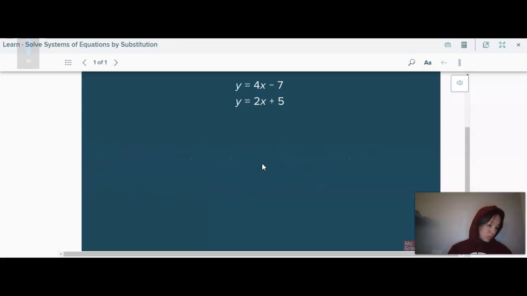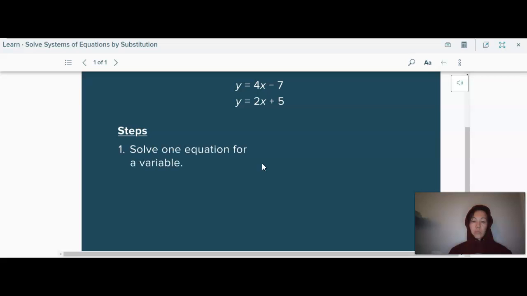The substitution method for solving a system of equations involves replacing one of the variables in one equation with an equivalent algebraic expression from the other equation. When solving a system by substitution, at least one of the equations needs to be solved for a variable. In this example, both equations are already solved for y, so this step is complete. Since y is equal to 4x minus 7, you can substitute that expression for the value of y into the other equation. Now that you have one equation and one variable, solve for the variable.